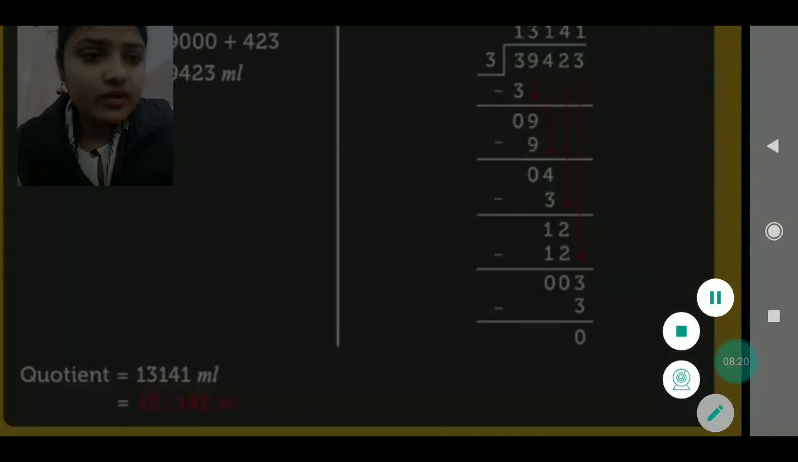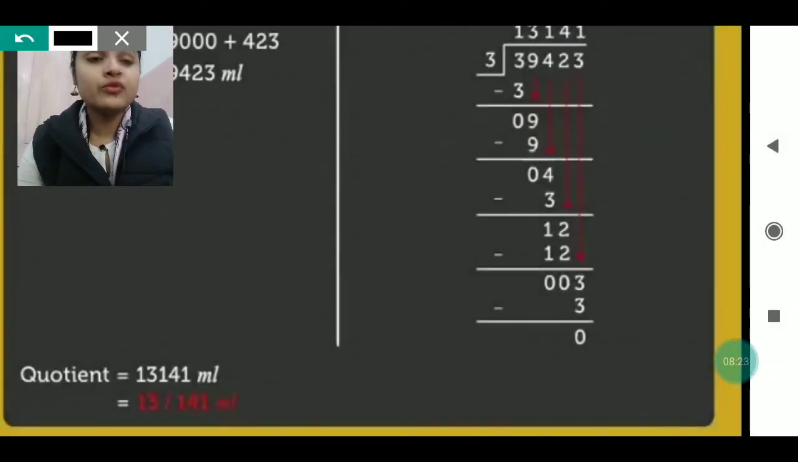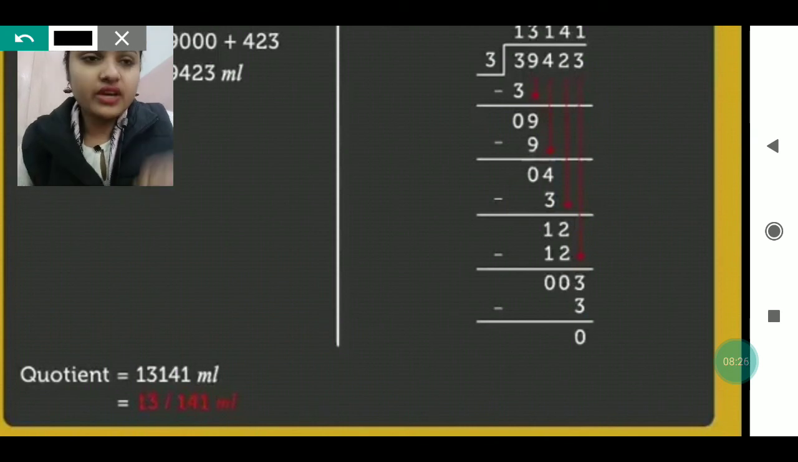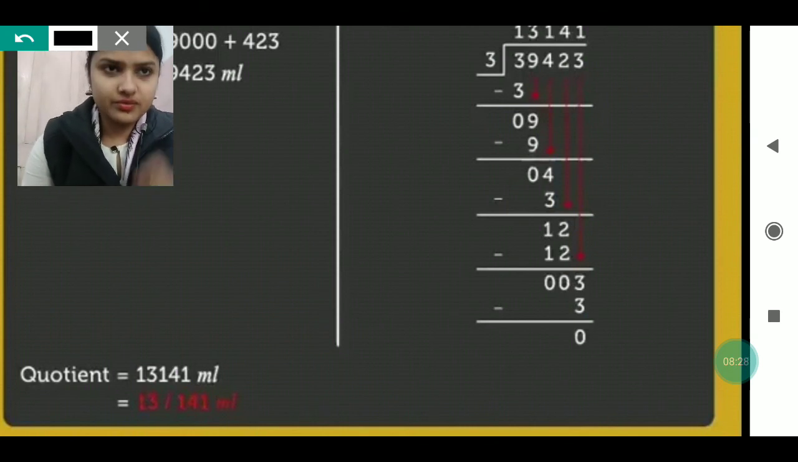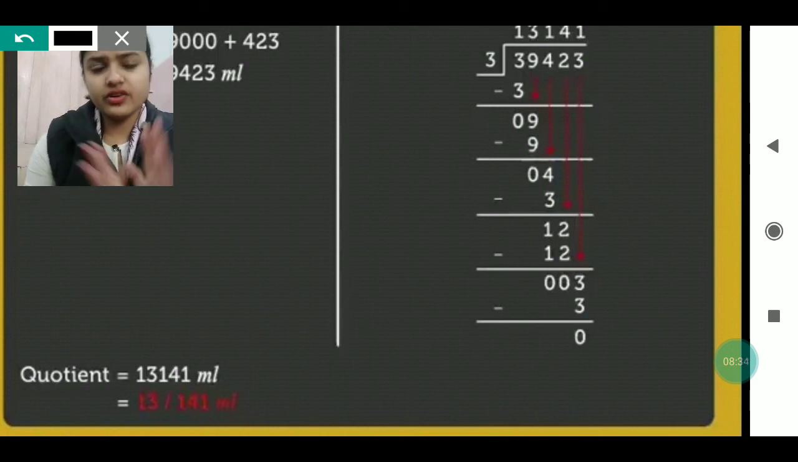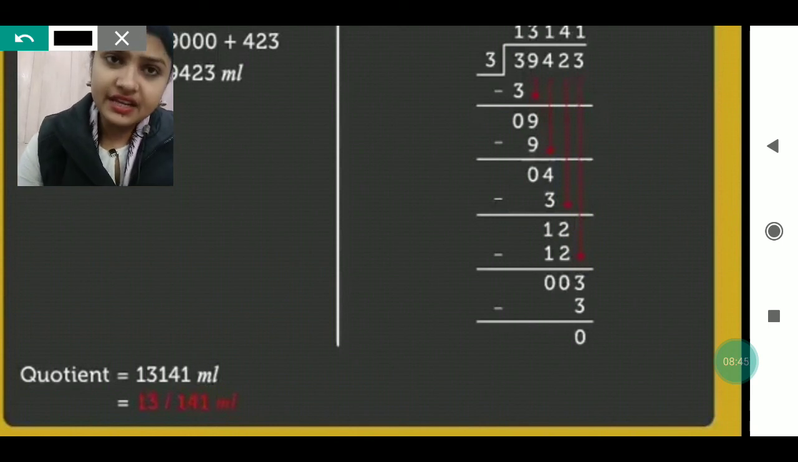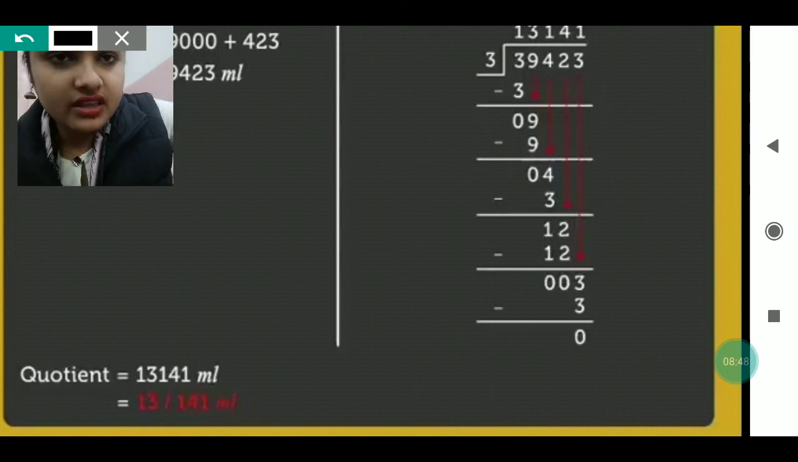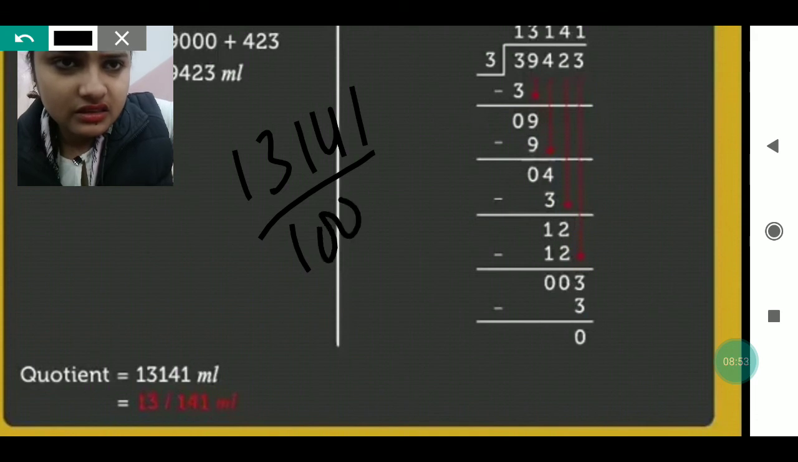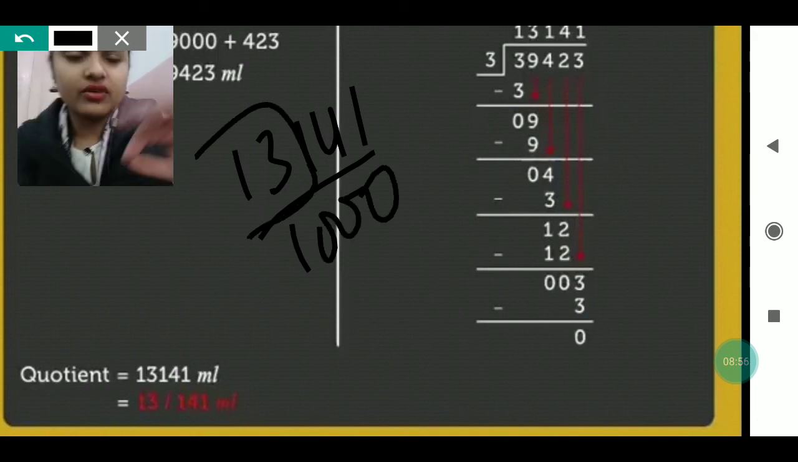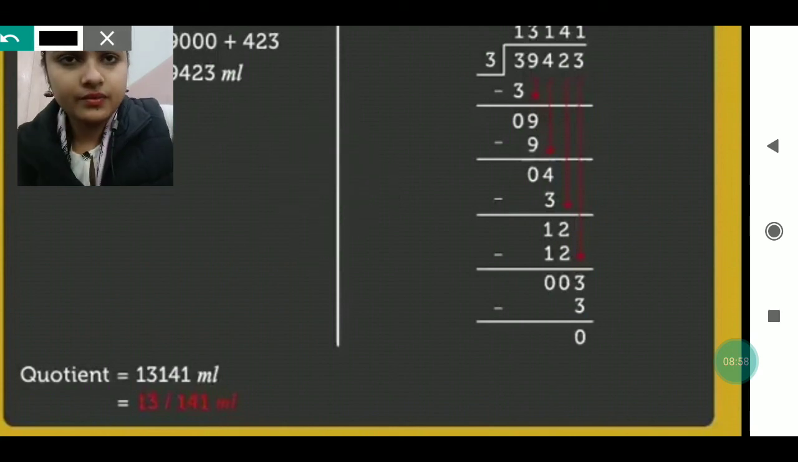Yes, and when you have to write this in liter and milliliter, what you will do is take the number which you have got in the quotient. When you divide this to convert, you will get 13 liters and 141 milliliter. When you divide this 13141 by 1000, you will get 13 liters and 141 milliliter.